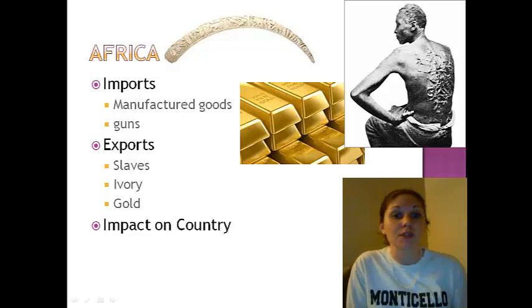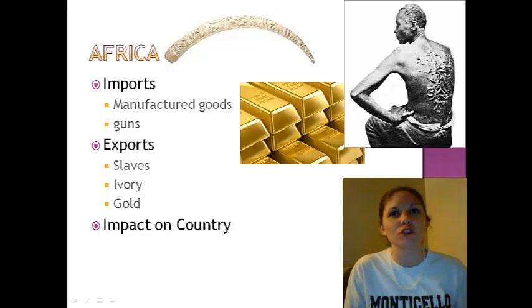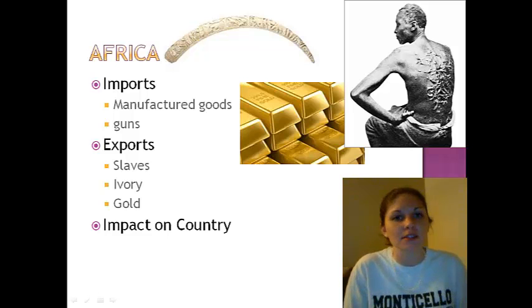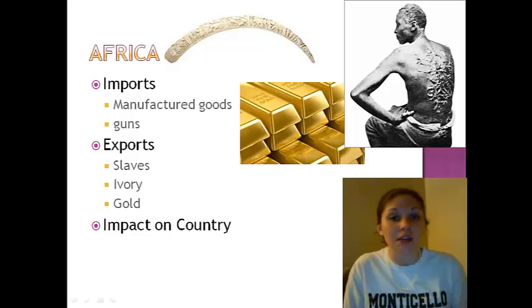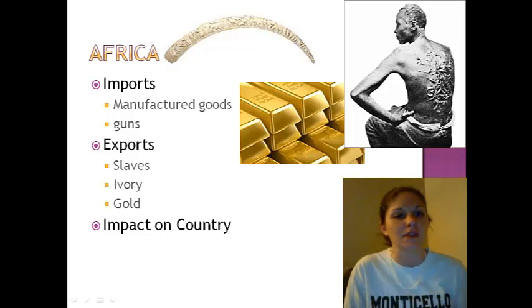Ivory is what you see at the top of the screen. It comes from an elephant's tusk, and it's used to make fine pieces of art, jewelry, trinkets like little chests or little boxes, a lot of decorations, things like that. And it's very expensive. Nowadays, it's illegal to kill elephants for their tusks, so it's extremely expensive, and you're able to find pieces today, but it was extremely expensive even then. So those are some of the things exported out of Africa.